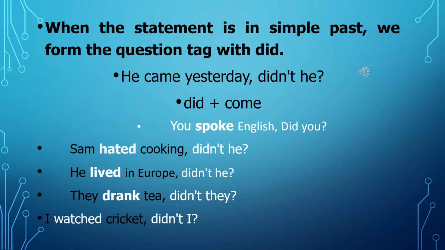Next one. Sam hated cooking. Hated tells us it is in simple past tense. It's a positive statement, so we make it into a negative tag. Didn't he? He lived in Europe. Now, the word lived tells us that it is in simple past tense and it is a positive statement. We make it into a negative question tag, asking, didn't he?